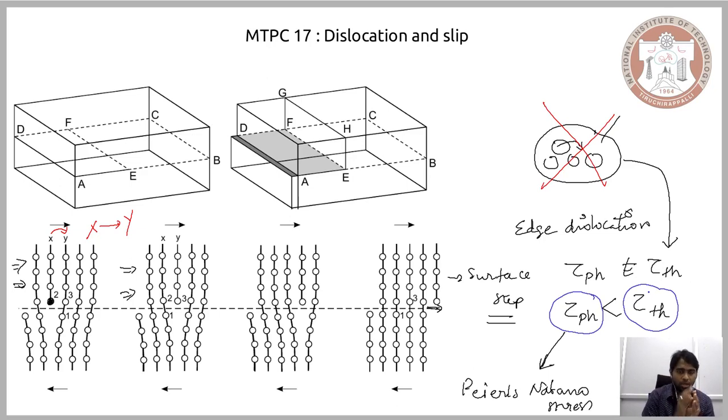Now, more about the migration of the atoms and more about how the screw dislocation brings about slip we will be considering in the next lecture. So we will see ourselves in the next lecture.